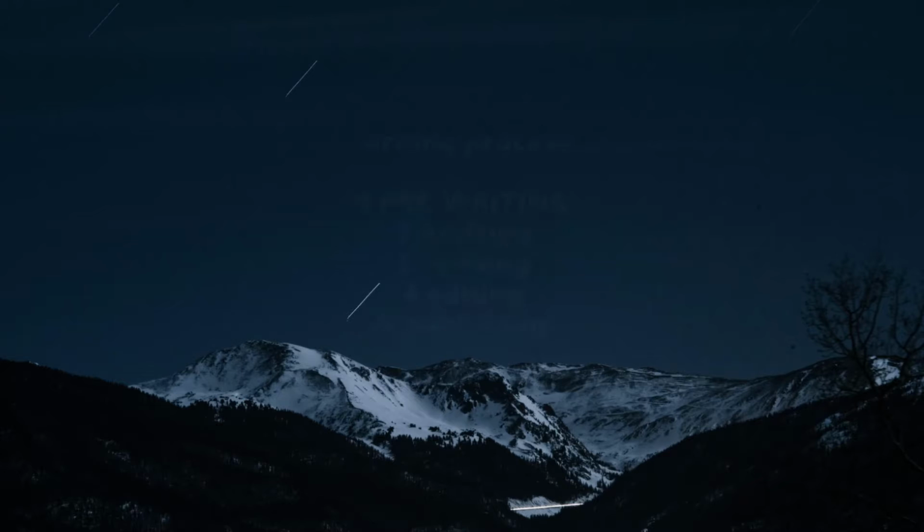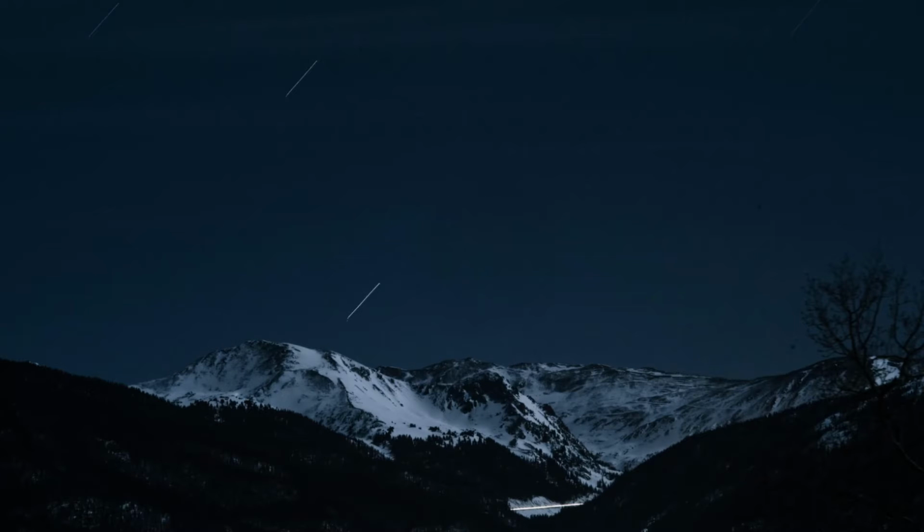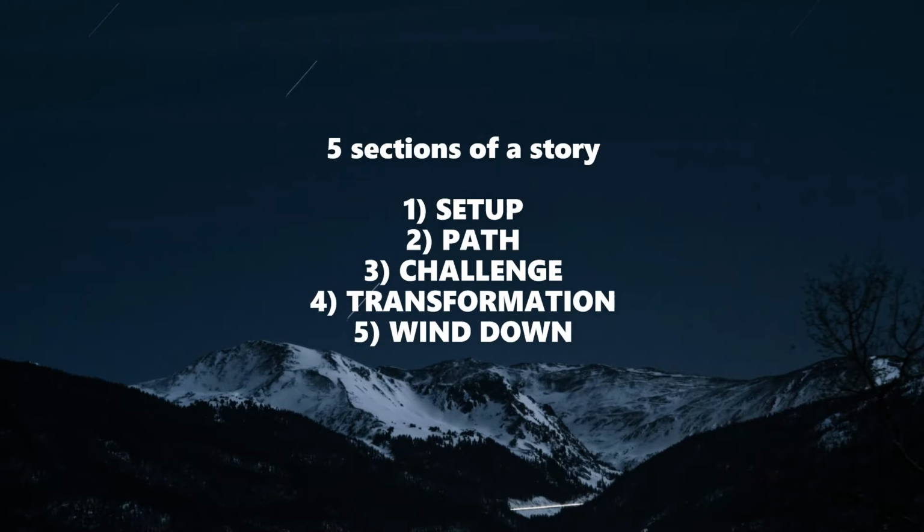Now we're in our pre-writing stage of the writing process, and you're going to think that I love the number 5 for some reason, because we've got 5 ingredients to every great story. We've got the 5 phases of the writing process, and today we're going to talk about the 5 main core elements of the structure of a story. They are the setup, the path, the challenge, the transformation, and the wind down.